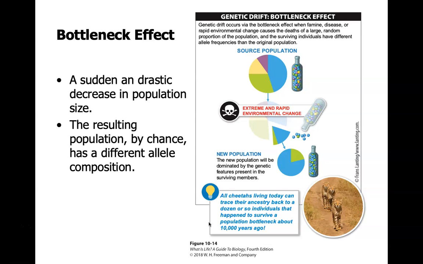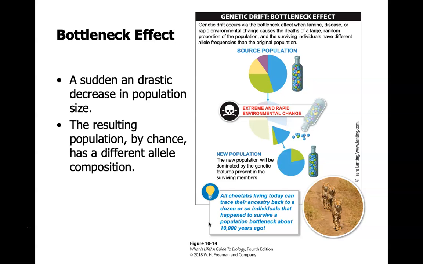There are two specific types of genetic drift that I wanted to mention here. One is called the bottleneck effect. Now keep in mind that genetic drift is random with respect to the alleles that change in the population. So the bottleneck effect is where you have a very quick decrease in population size. Now this can be due to some sort of environmental factor.